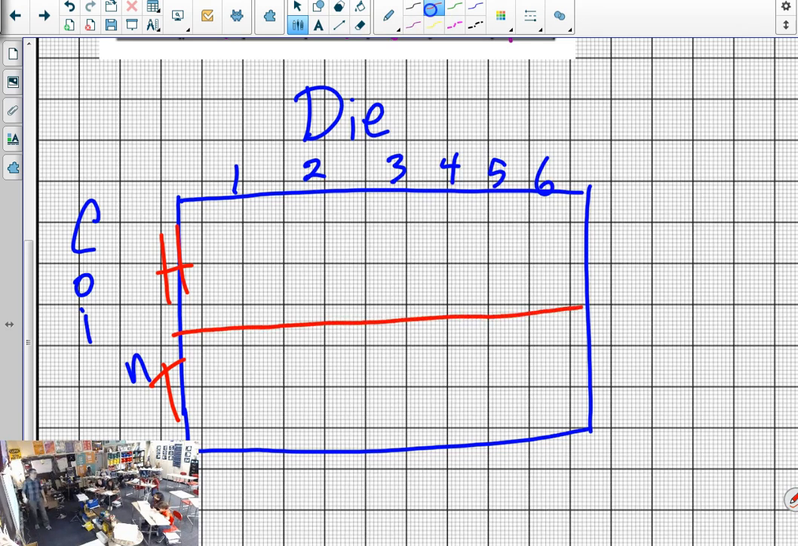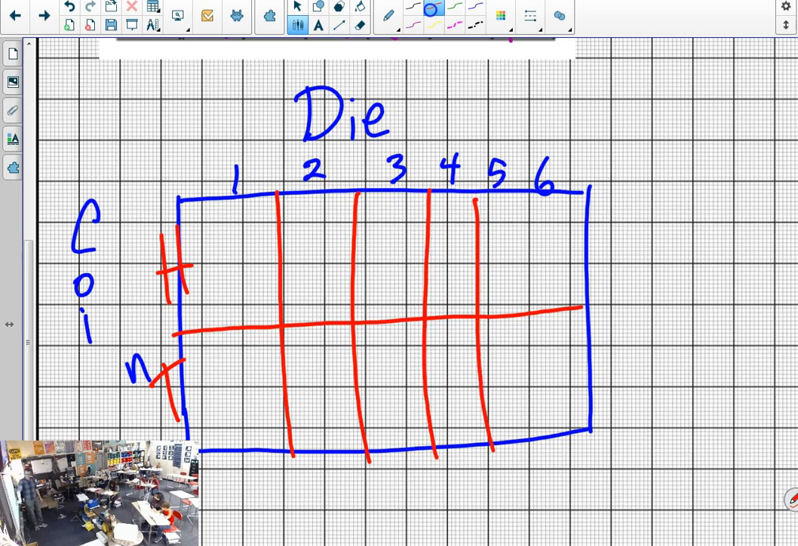A top and a bottom for heads and tails. Heads and 1, tails and 1. Heads and 2, tails and 2. Heads and 3, tails and 3. Heads and 4, tails and 4. Heads and 5, tails and 5. Heads and 6, tails and 6. How many options, or how many outcomes, do we have here? 12.